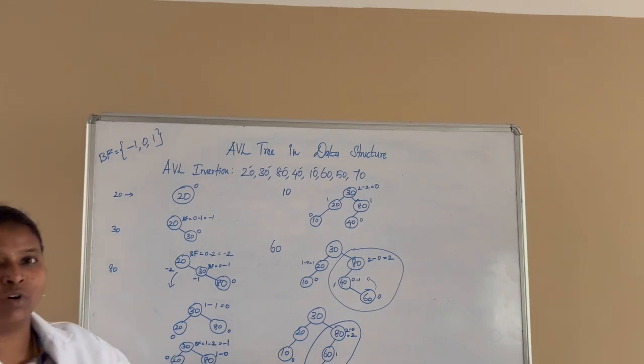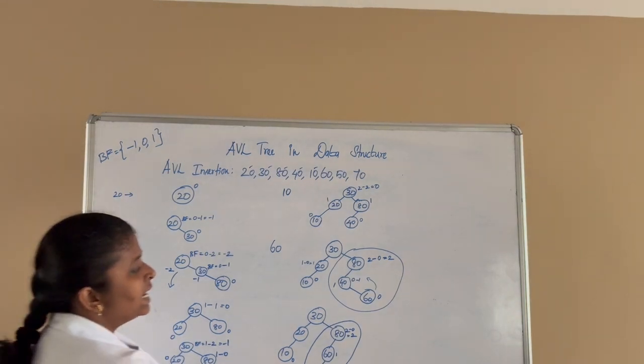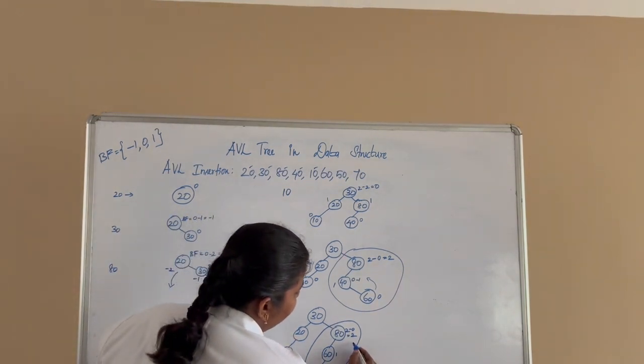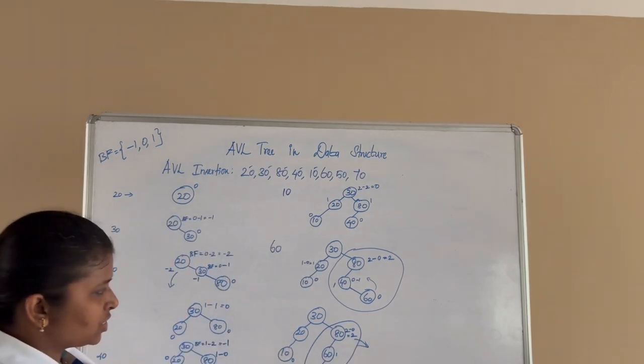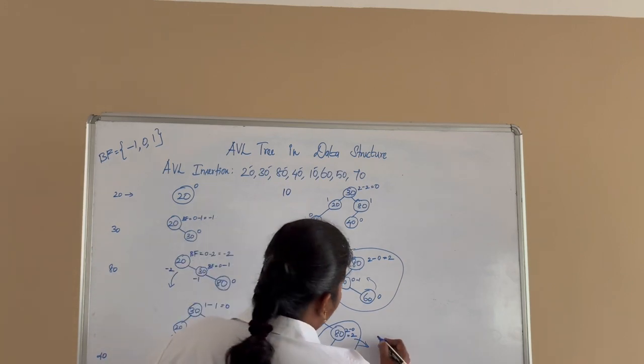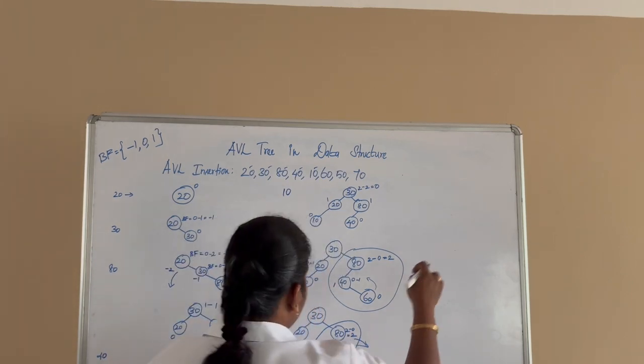So we have to perform the necessary rotation, that is the right rotation. That is the LL rotation, that is right rotation. We need to perform the right rotation. So how is the right rotation performed here? I'll write it here.